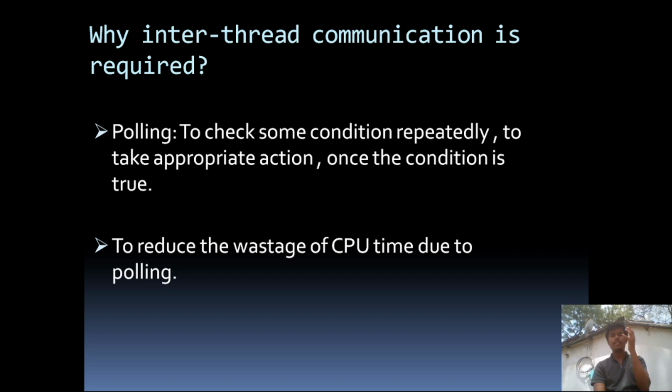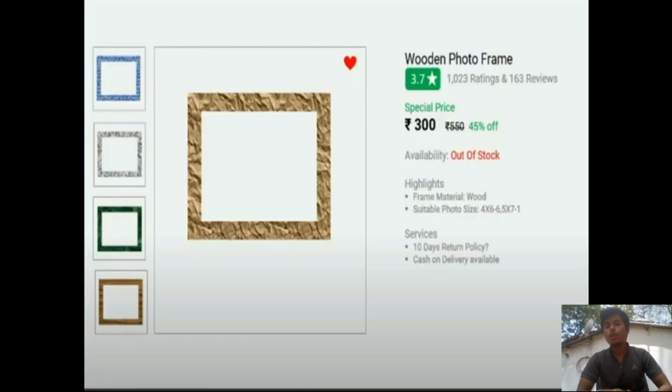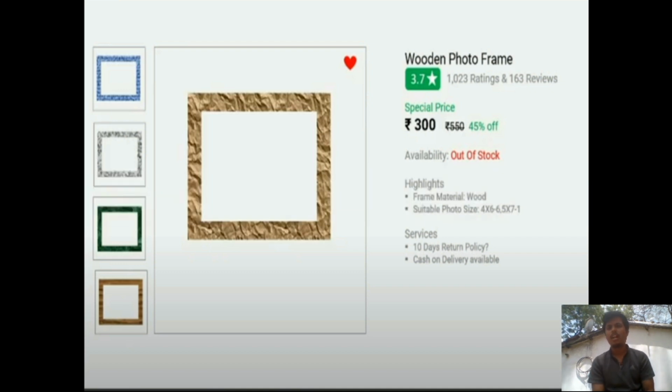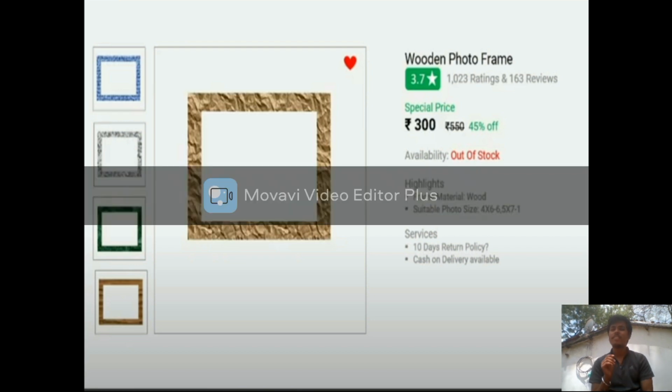So guys, let's take an example to understand what polling is. Suppose I want to buy this frame. This frame looks pretty good. But wait, there is a problem. And the problem is this is out of stock. So what will happen? I checked after an hour, then it was also out of stock. And I checked day after day. It will not come in stock. It is showing me out of stock every day. So this is my wastage of time. I was continuously checking whether it came in stock or not.